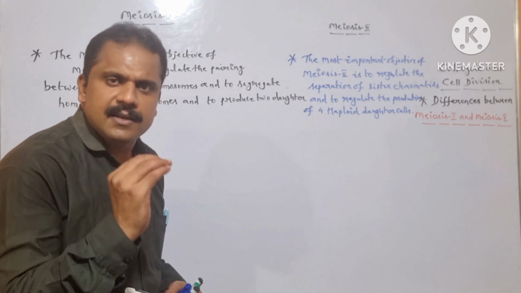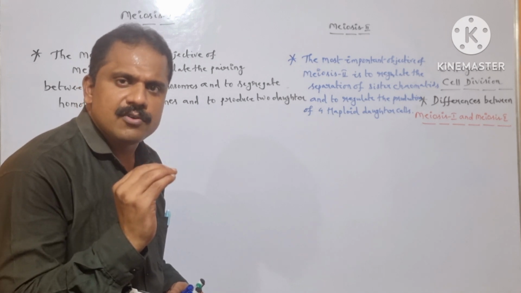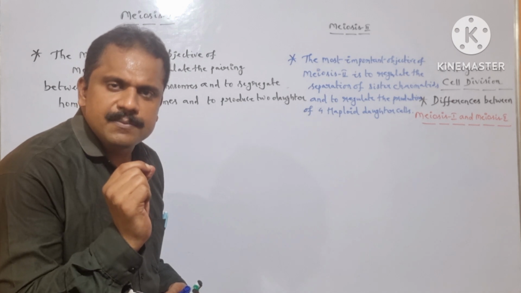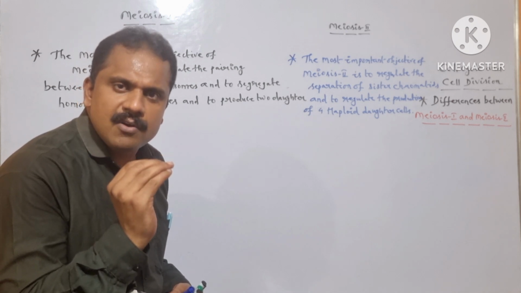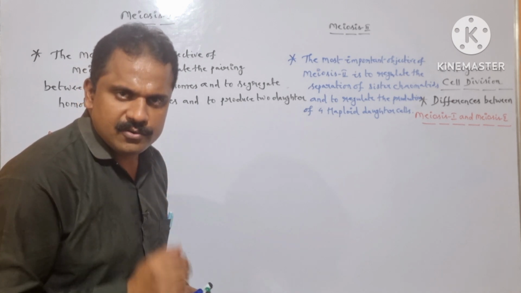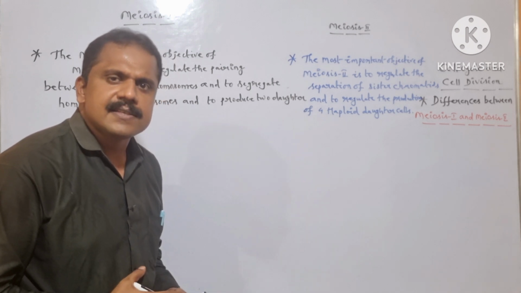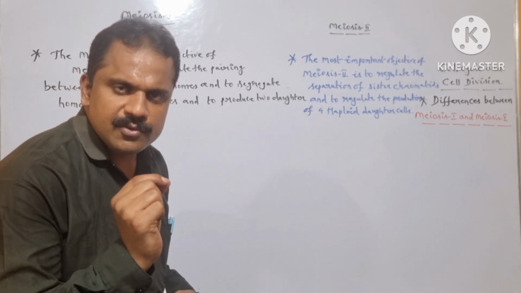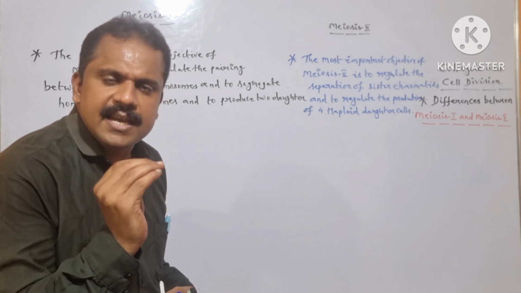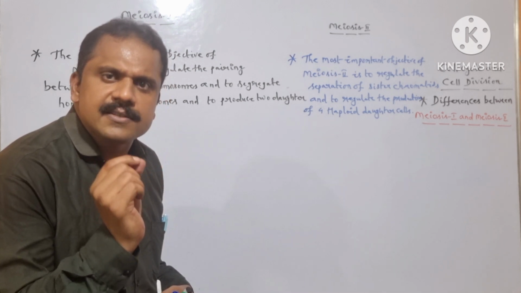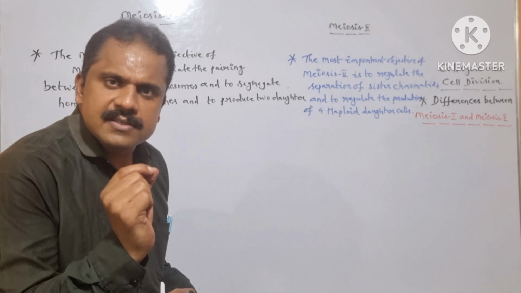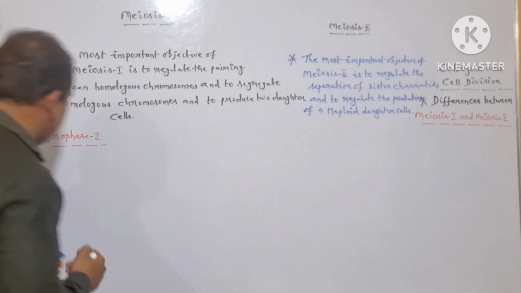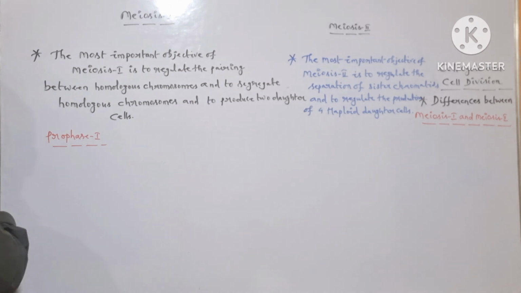After the pairing of two homologous chromosomes, genetic exchange or crossing over takes place between the two non-sister chromatids of homologous chromosomes. Is it clear? After the successful regulation of pairing between the two homologous chromosomes, genetic exchange or crossing over takes place between the two non-sister chromatids of homologous chromosomes. So let me write it here.